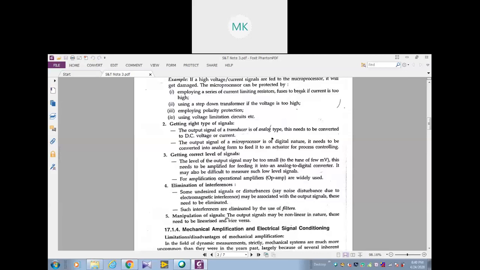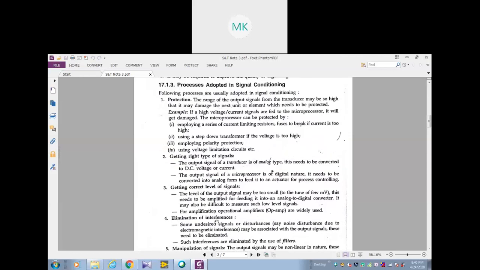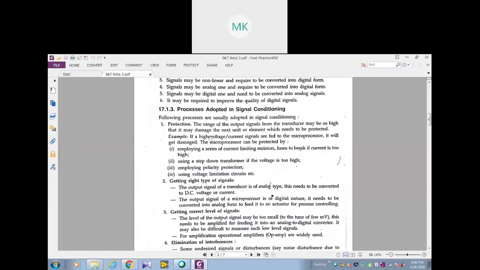Manipulation of signals: the output signal may be nonlinear in nature. These need to be linearized, or vice versa, making linear into nonlinear, nonlinear into linear, that is manipulation of the signal. Now these are the processes adopted in signal conditioning.